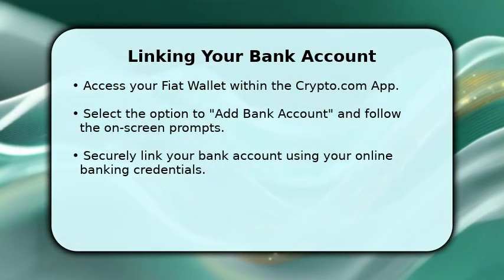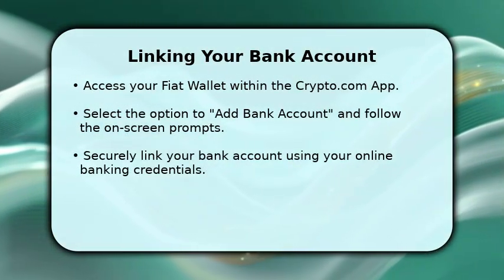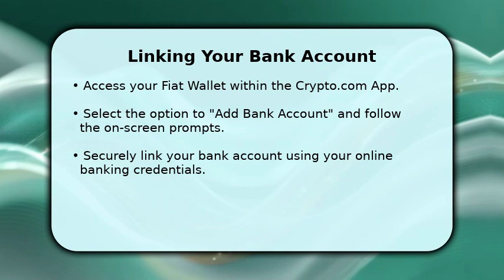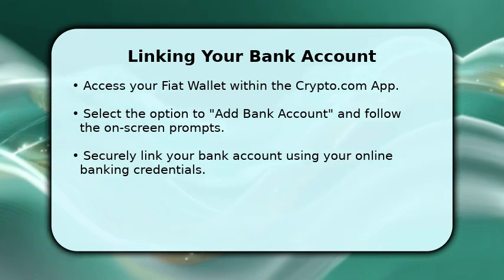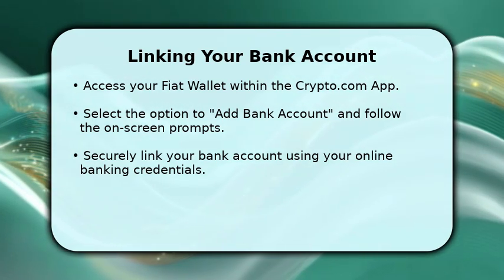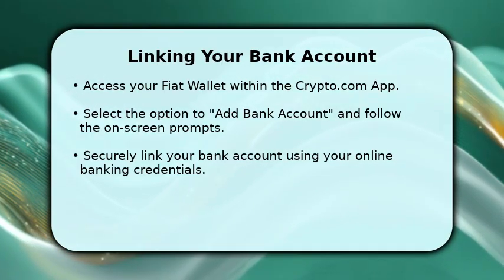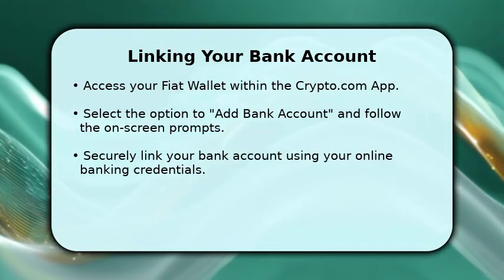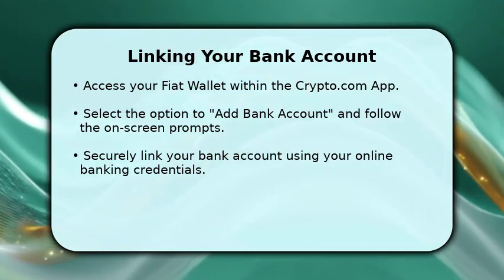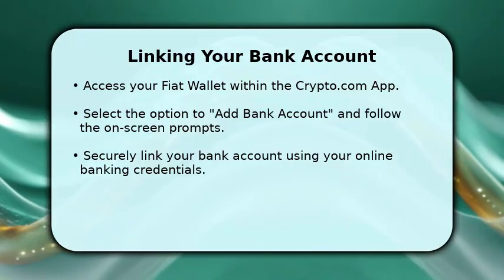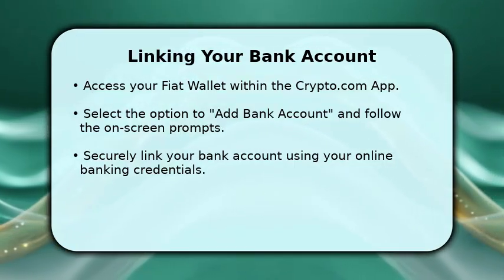Next, you'll need to link your bank account. Go to your fiat wallet in the crypto app. Look for the Transfer option, then select Deposit and choose Cash. You'll see an option to Add Bank Account. Follow the secure prompts to connect your bank using your online banking login. This ensures your funds can be safely transferred to your personal account.